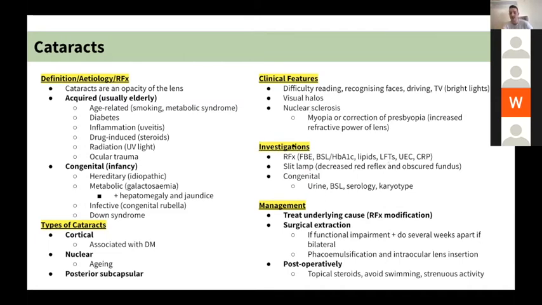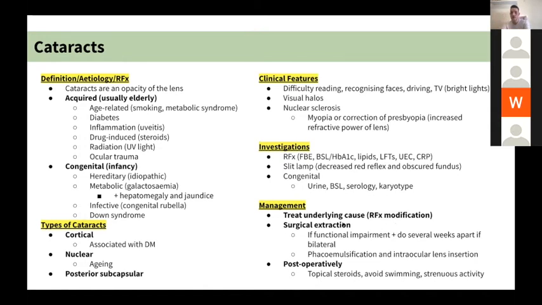In terms of investigations, you just want to do your usual risk factor things, because diabetes and hypertension and lipids are all risk factors, so test for all of those. Do your slit lamp exam, and also if it's congenital, you want to look for a few different things like urine for any metabolic causes, BSL, serology, karyotype, all of those things. And then in terms of management, again, it's going to be your risk factor modification. So treating the hypertension, the high sugars, and can we try and change any of their medications?